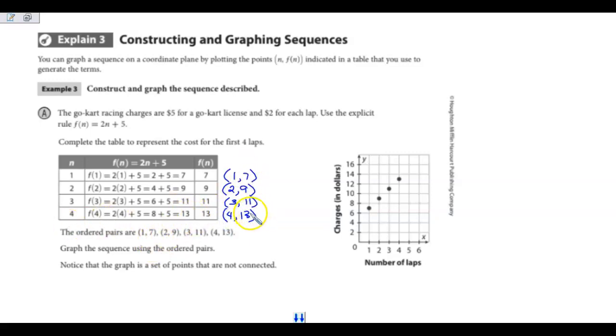So now I can take these points and I can graph them. So 1, 7. 2, 9, 3, 11, and 4, 13. Okay, you notice that this is not connected, and remember earlier we talked about how we could not use the domain of 1 through 4 because you can't do a half of a lap. So it had to be whole numbers, and so it's just a series of disconnected points that describe this sequence.